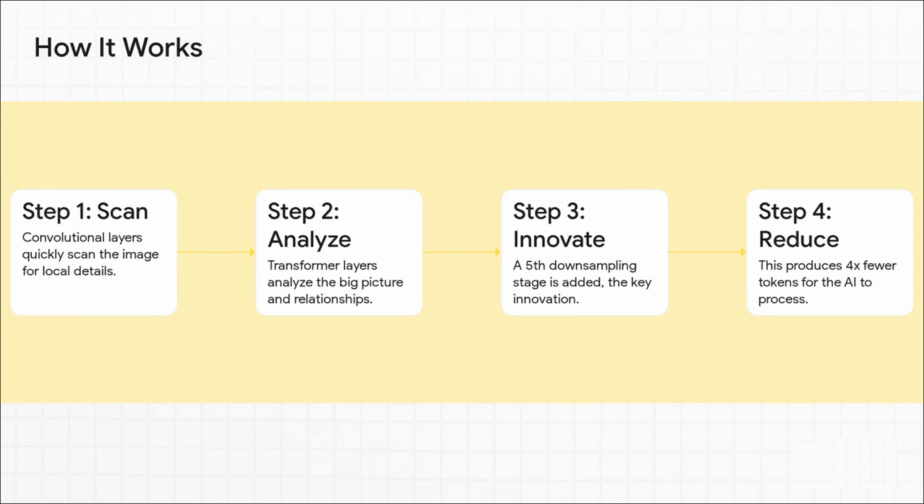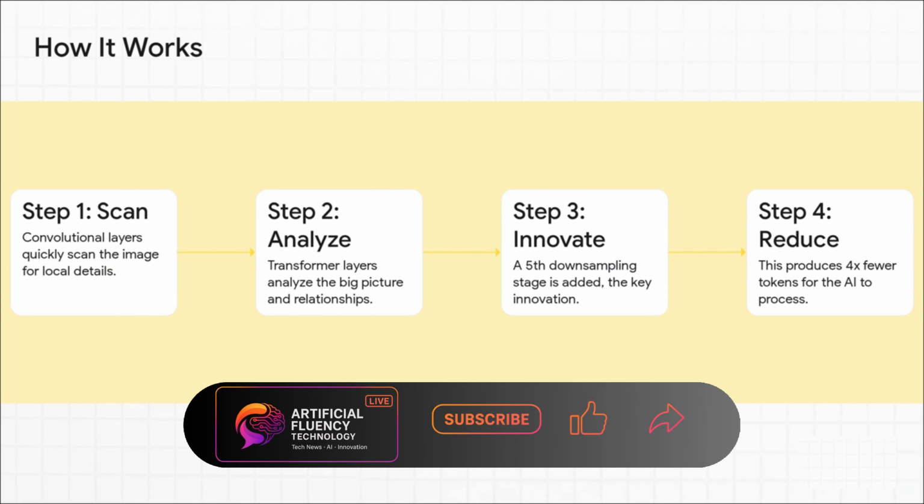First, you've got these fast, super efficient things called convolutional layers. Think of them like a sprinter. They just blaze through the image, quickly grabbing all the local details. Then the heavy hitters, the transformer layers, take over. They're like the strategist, analyzing the big picture and figuring out how all those little details connect.